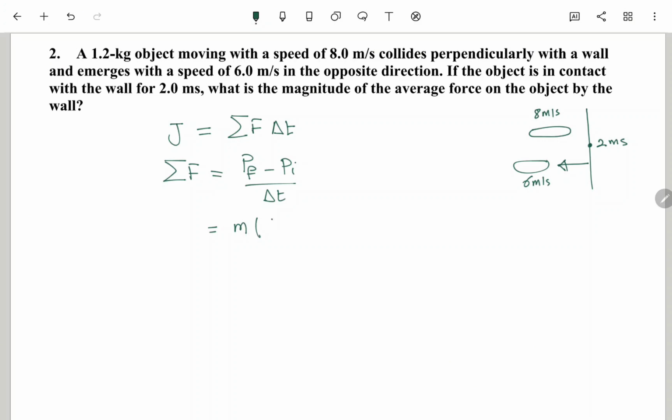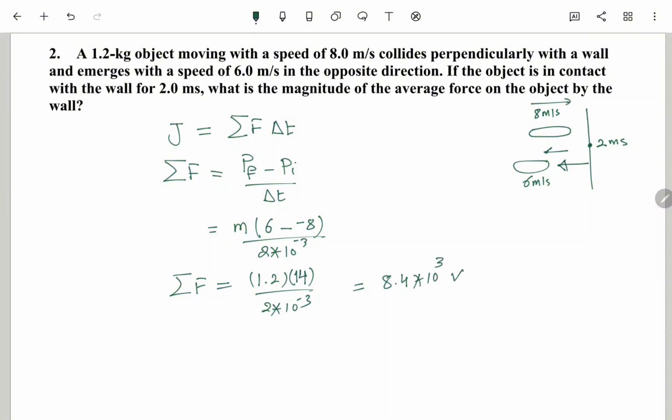The final velocity is actually 6 minus, now the initial velocity is 8, but since the initial velocity is going this way and this one going this way, so minus 8 in this case here, divided by 2 times 10 to the power minus 3, 2 milliseconds, and the net force after all will be equal to 1.2 times 14 divided by 2 times 10 to the power minus 3, or 8.4 times 10 to the power 3 newtons.